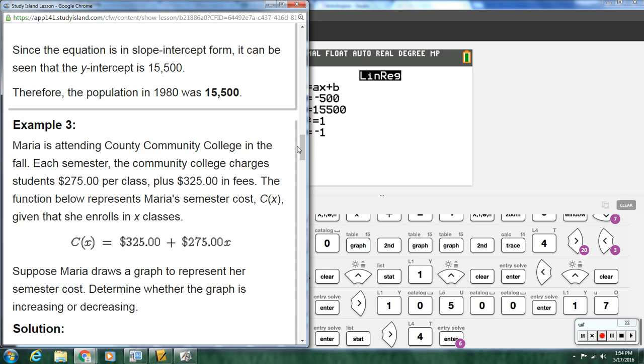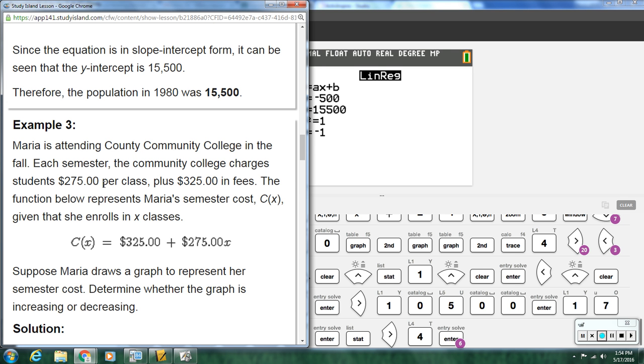So what's her starting cost, no matter how many classes she takes? 325, not 375, not 275, 325, right? No matter how many classes she takes, she's paying 325. How much is she paying per class? 275. That word right there was our hint, per, that was our rate. Alright, so suppose Maria draws a graph to represent her semester cost. Determine whether the graph is increasing or decreasing. Why in the world would we draw a graph?